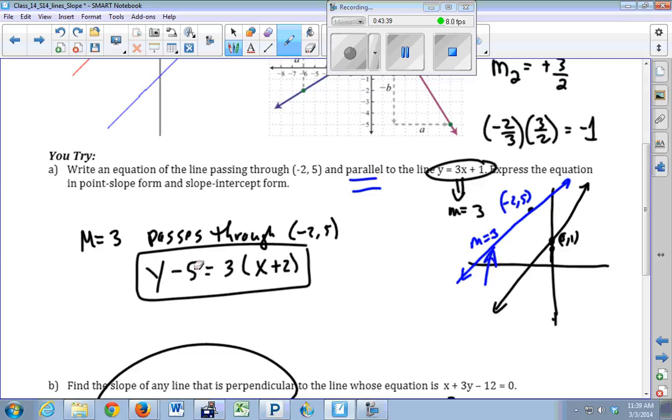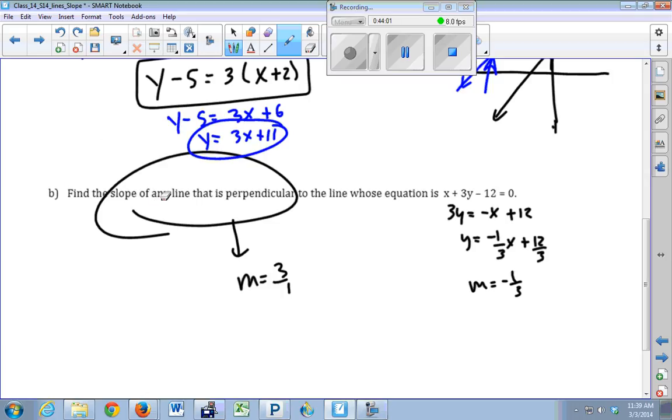I'm all done. Okay, now if I want to put it into slope intercept, I have to do a bit of algebra with my distributive property and then solve this equation for y. And I'm done. 3x plus 11. That's the slope intercept form.